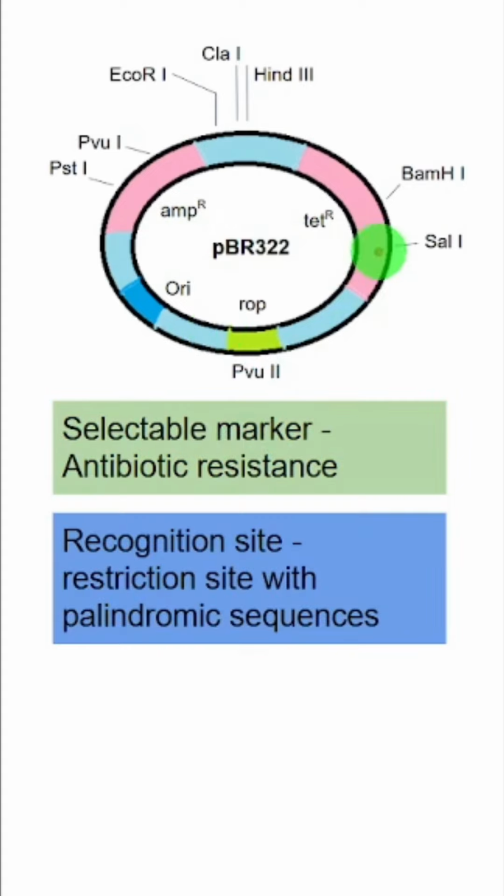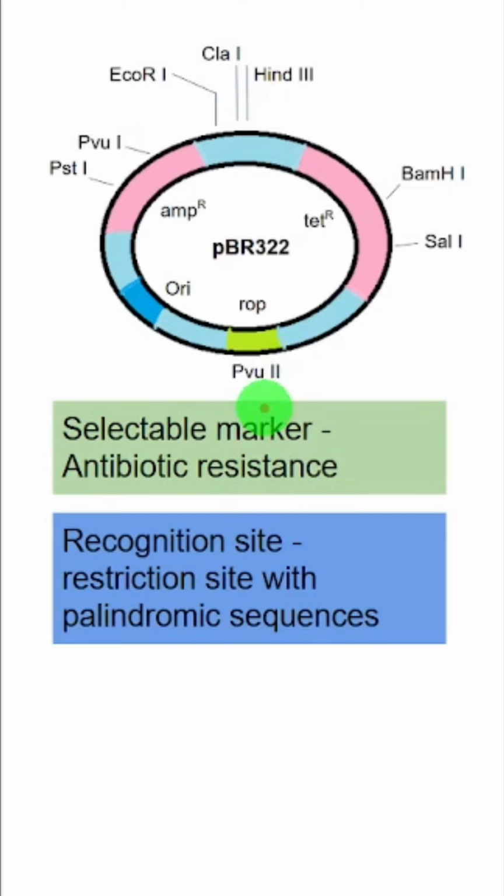So AMP and TET are called selectable markers. They confer antibiotic resistance to the cell. They code for specific enzymes that can destroy the antibiotic, and this is how it helps the host cell. And last, you should know the recognition sites. So when you're revising this topic, make sure that you know the location of each and every restriction site.